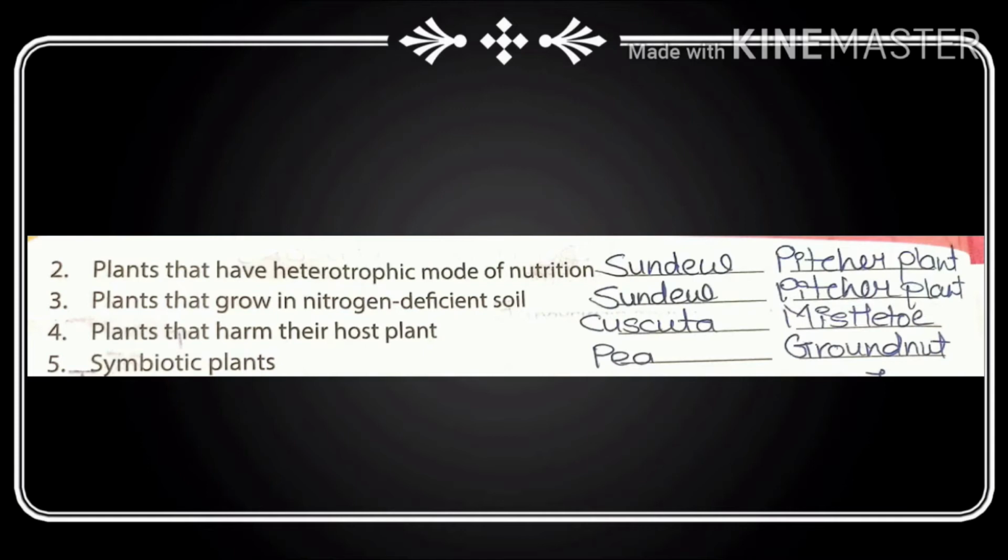Then next is plants that harm their host plant. So here the category comes, that is parasitic plants. So here write down any example of parasitic plants. So here cuscuta and mistletoe. Fifth is symbiotic plants. So write down any two examples of leguminous plants. So for example pea and groundnut. Note it down in the textbook with neat and clean handwriting.